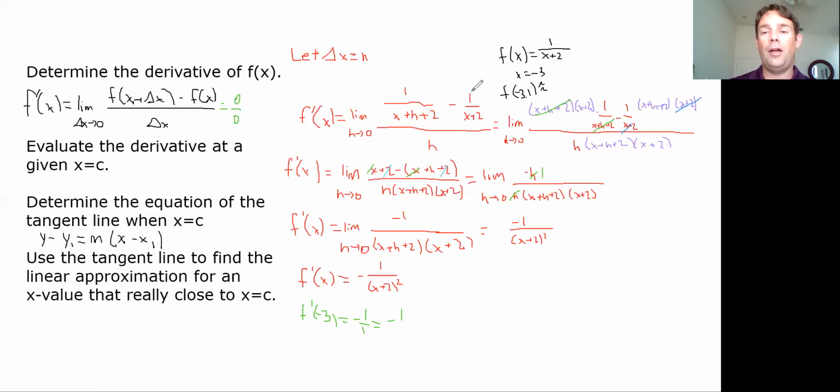If I want to figure out the tangent line, I'm going to plug in -3 for my x value. So I get 1 over -3 plus 2, which would also be -1. So that means my tangent line is going to be y plus 1 equals -1 times x plus 3.